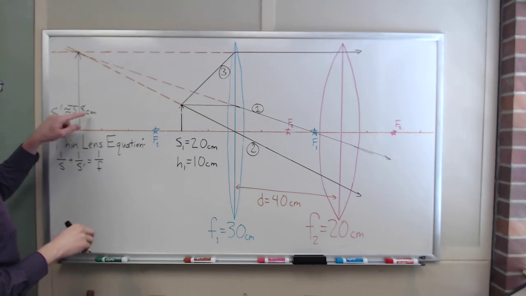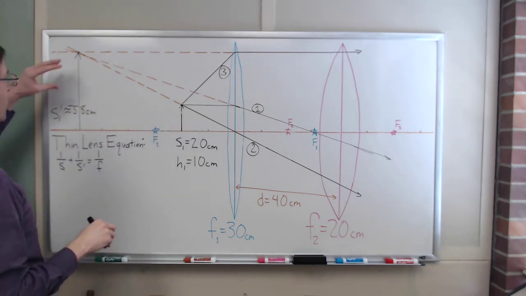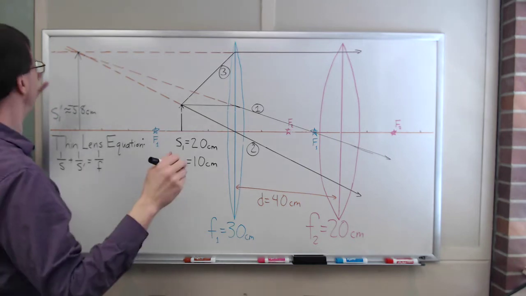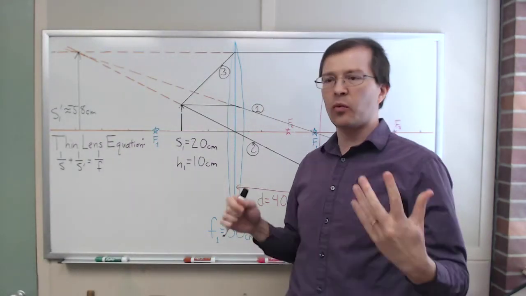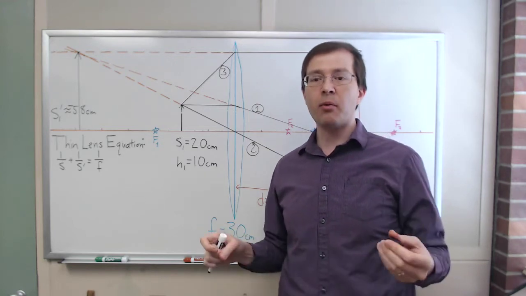S1 prime is negative 58 centimeters. It's a virtual image on the incoming side. All right, that's what we got. That is what one lens would do, and hopefully that part was familiar.